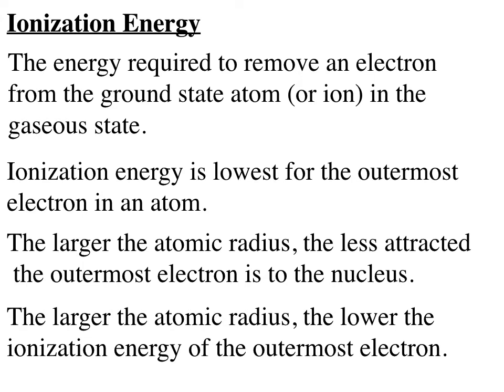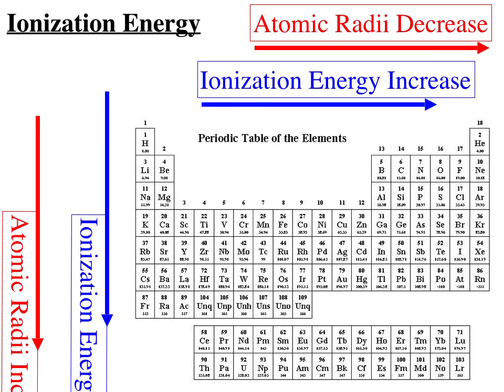So the further the electron is from the nucleus, the lower the energy it will take to pluck the electron loose. So the larger the atomic radius, the lower the ionization energy associated with that electron. So we can tie ionization energy directly to atomic radii. So let's return to our periodic table, and we'll list in red the trends of atomic radii for the elements. Then we'll list in blue the trends for ionization energy of the elements.